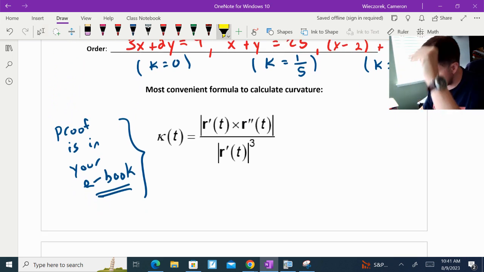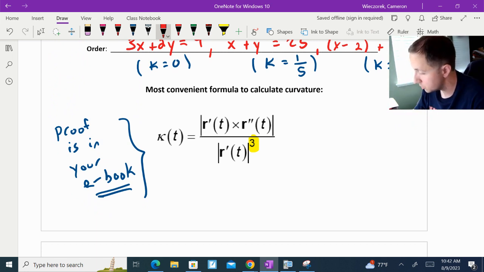The curvature is defined to be the magnitude of the cross product of r prime and r double prime divided by the magnitude of r prime cubed. Make sure that you remember that exponent of 3. This is a way to basically calculate the curvature without having to directly compute the unit tangent vector and without having to directly compute the derivative of the unit tangent vector. So everything we're doing, we're really doing from the original parameterization r.